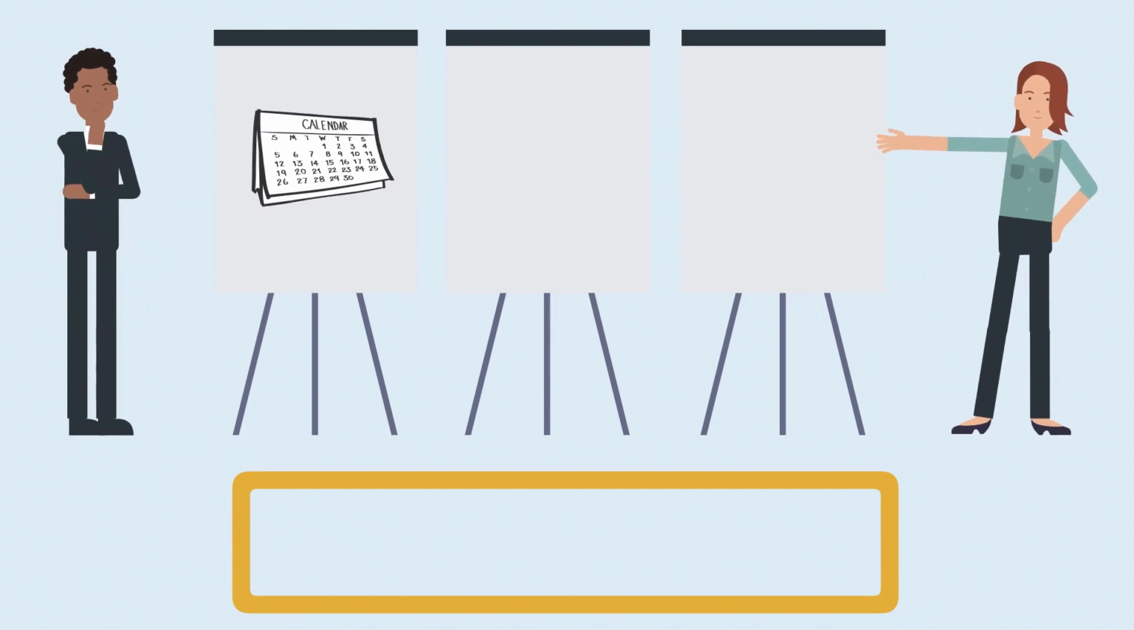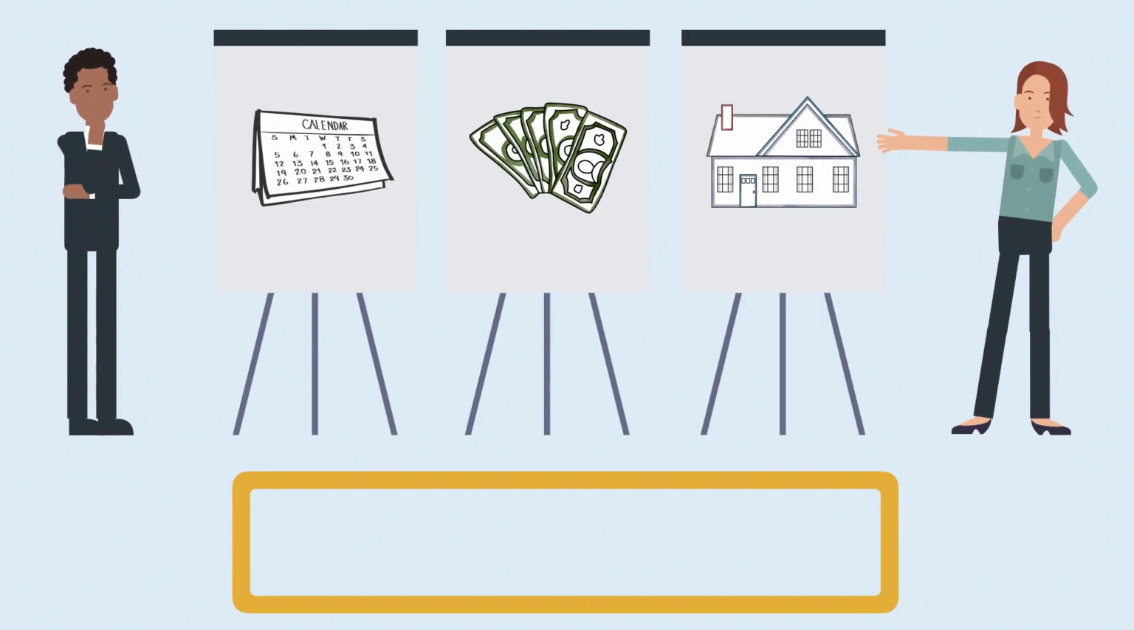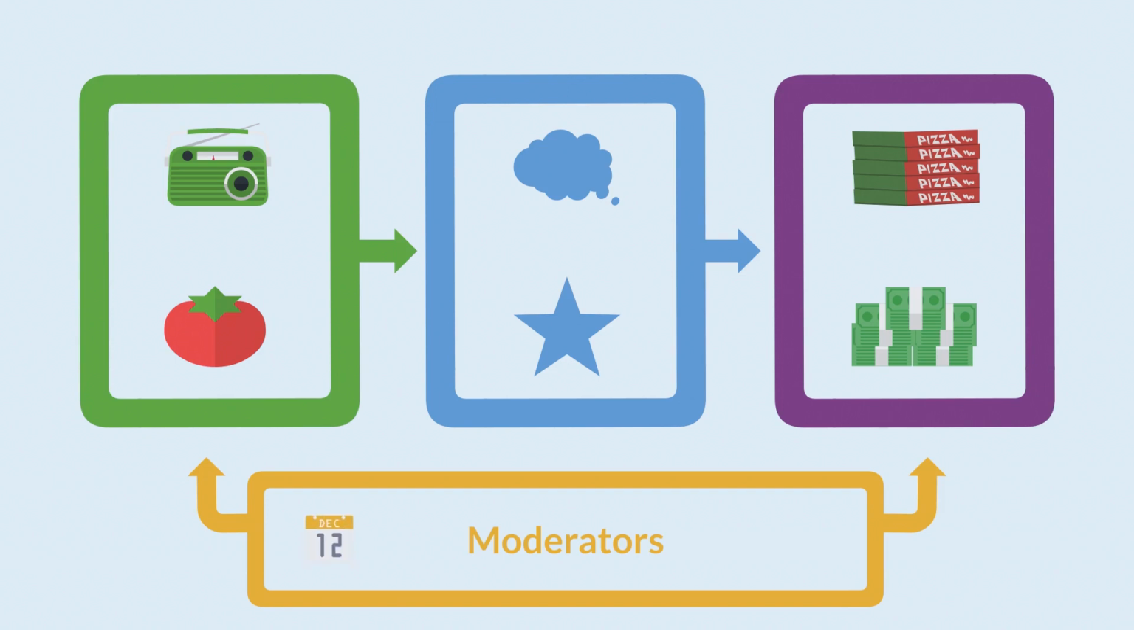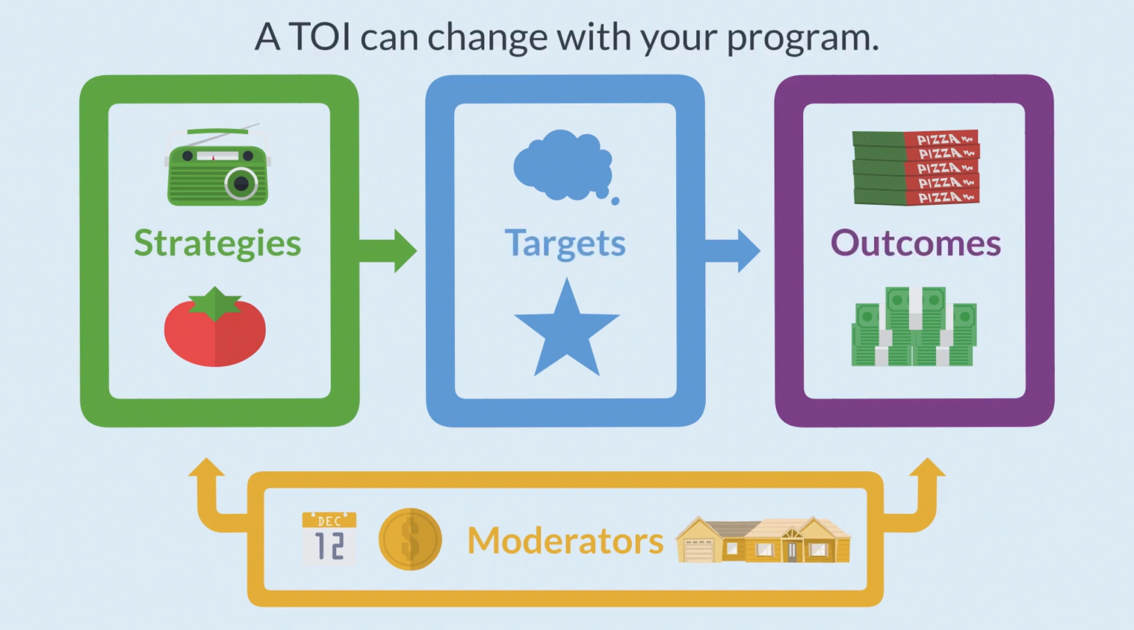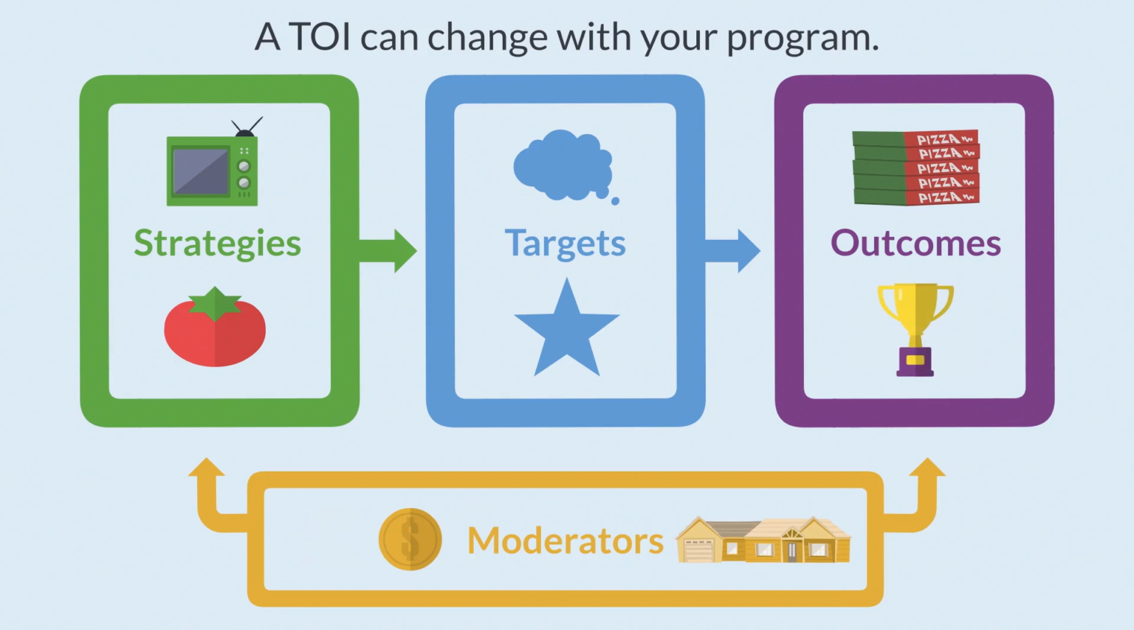Next, let's look at how moderators may play a role. The moderating factors for the restaurant chain include potential customers' age, income, and home location. These moderators have been added to the theory of impact since they have an effect on the strategies, targets, and outcomes. And remember, a theory of impact is a living document that can change with your program.